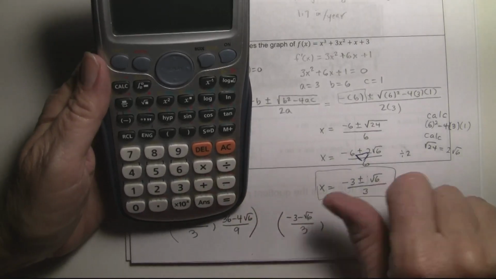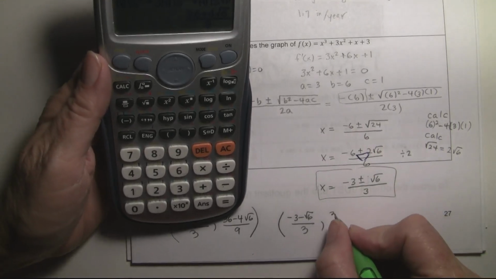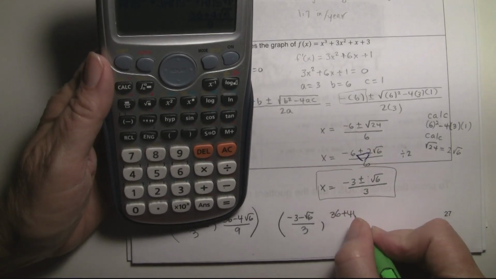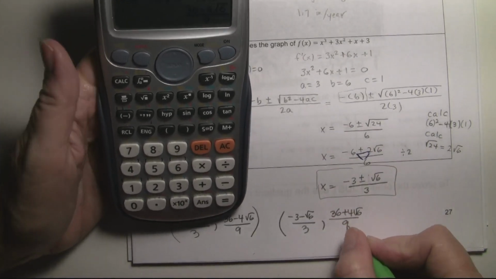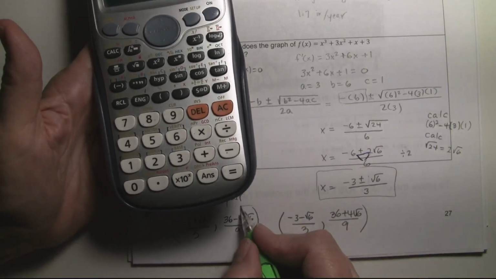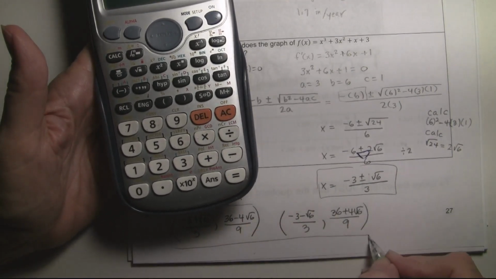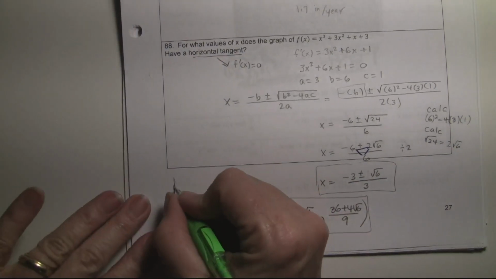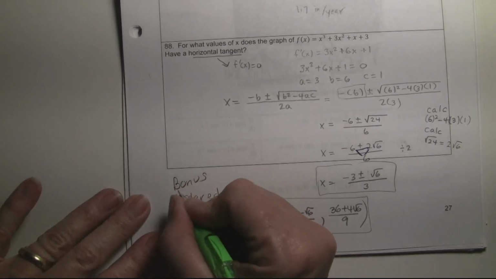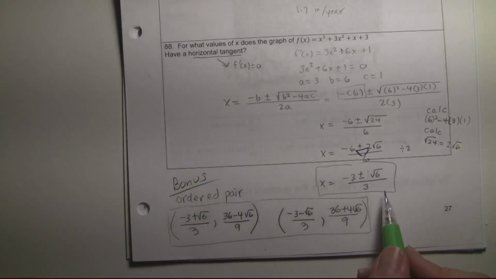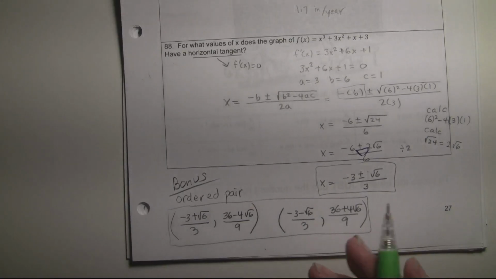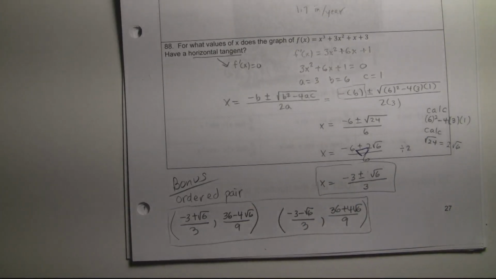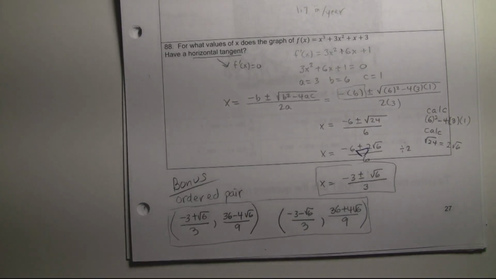So if they'd asked me for an ordered pair, I could have done it as 36 plus 4 square roots of 6 over 9. I might have been able to guess that too, but I wasn't in a mood to guess it. So I know that it didn't ask you, this is a bonus, right? It didn't ask you for an ordered pair, it just asked you for the x value on this particular problem. But as a bonus, I found the y value as well at the point where you have the horizontal tangent.